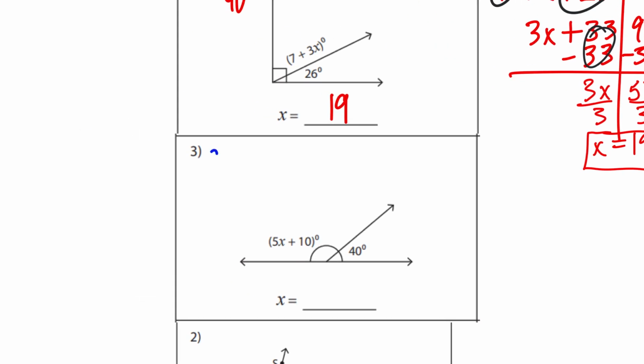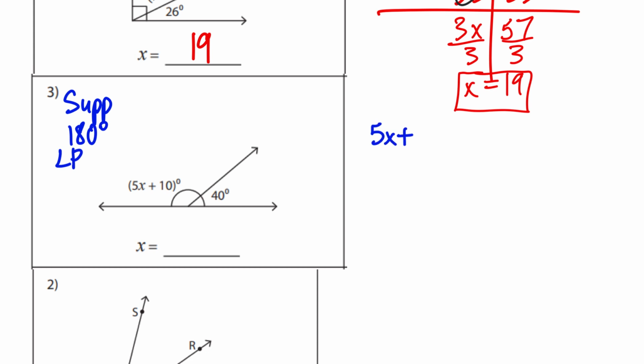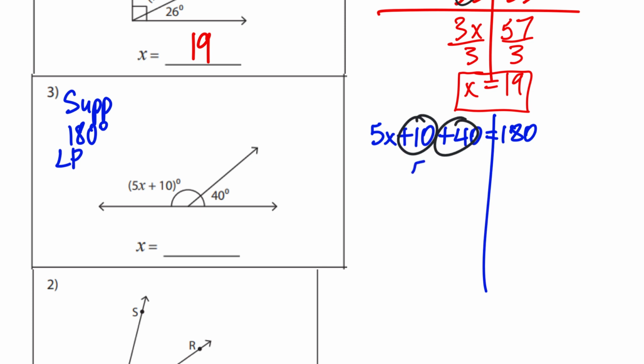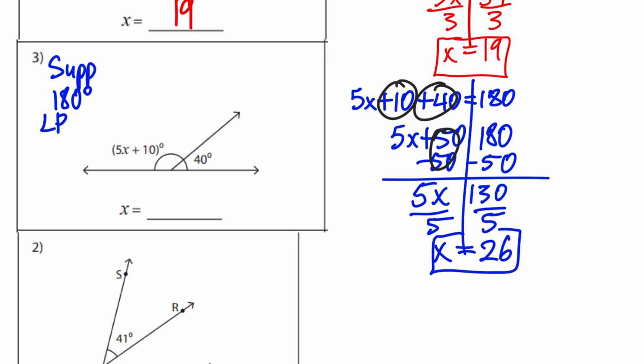Okay, and the second one, these are supplementary. They add up to 180 degrees because they're a linear pair. So in this one, this is the way it looks. It's going to be 5x plus 10 plus 40 equals 180. So we're going to combine like terms. 10 and 40 makes 50. Subtract 50 on both sides. And 5x equals 130. Divide by 5. It's going to be 26.